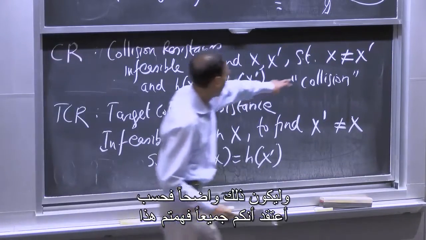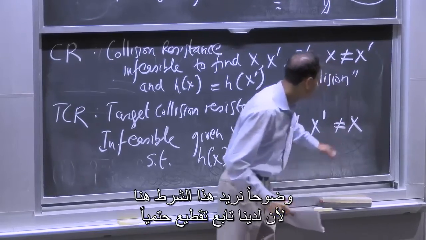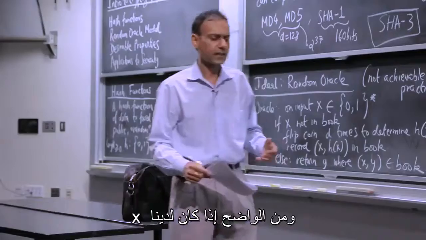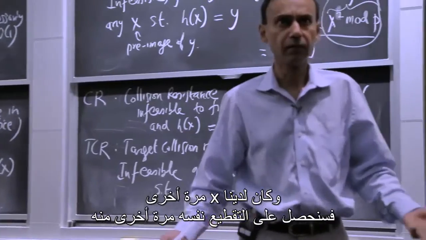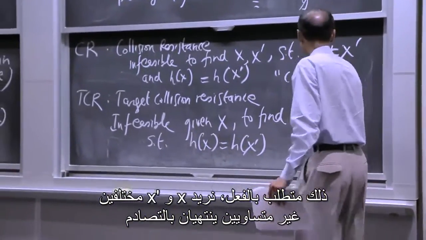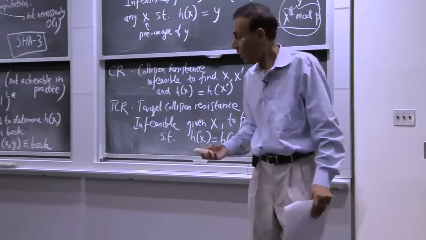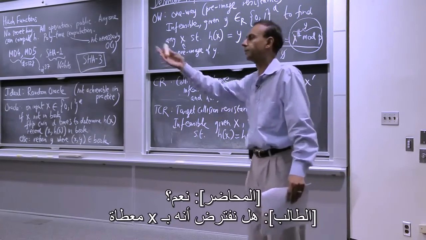And just to be clear, I think you probably all got this. Obviously, we want this here because we have a deterministic hash function, and it's a trivial thing to say that if you had X and you had X again, you get the same hash back from it. I mean, that's a requirement, really. So if you want two distinct X and X primes that are not equal, that end up colliding, that's really what a collision is. And so, see the difference between CR and TCR? Yep, yeah.